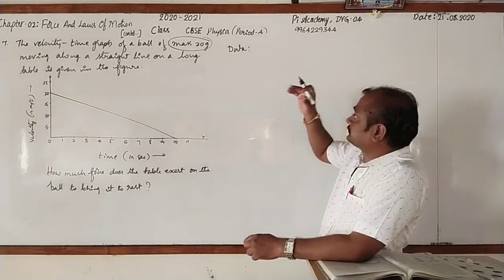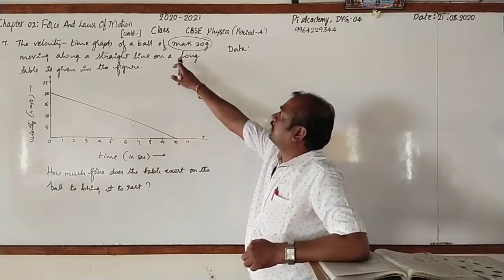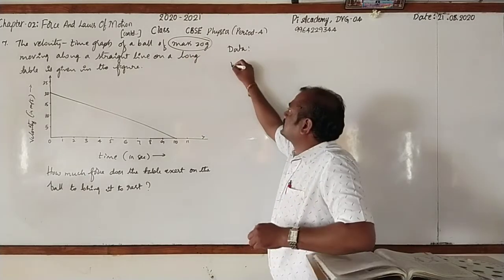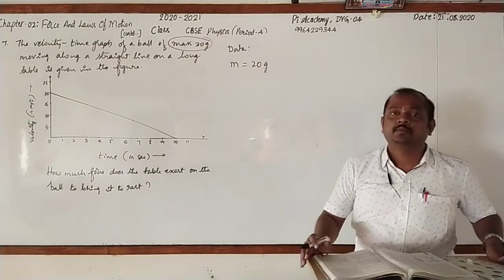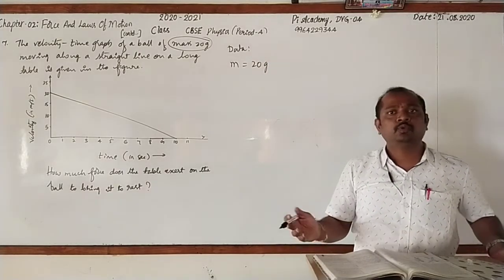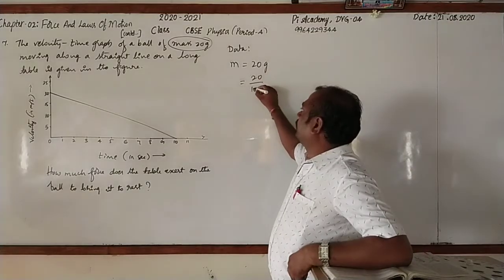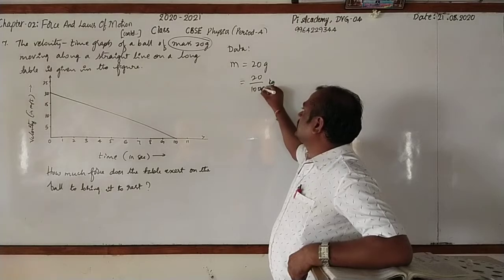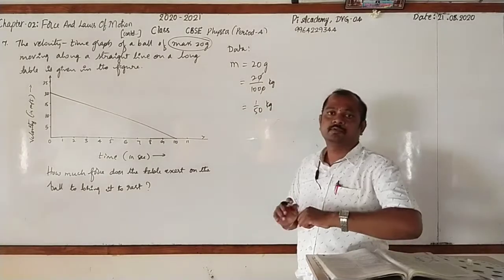See, first let us write the given information. Observe that. Here, the velocity time graph of a ball of mass 20 gram. Mass is given, M is equal to 20 gram. First you see whether it is in SI unit. No. How do you write in SI unit? It is 20 by 1000 kg. 0 gets cancelled. It is 1 by 50 kg.